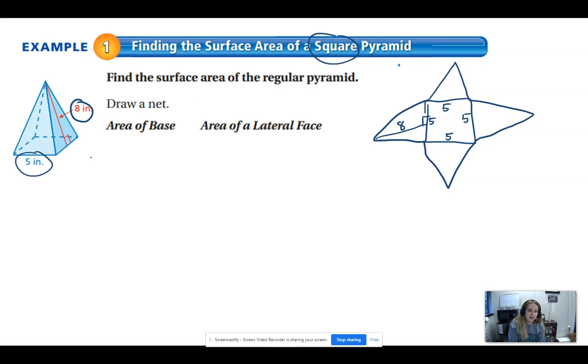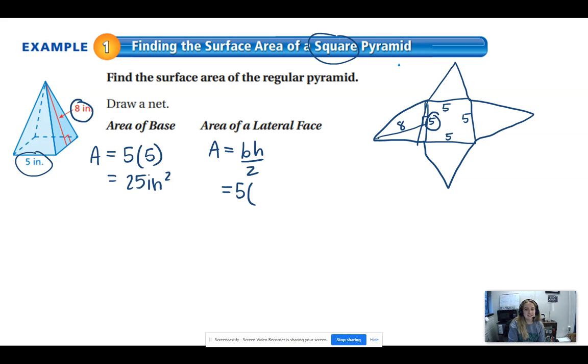So first, let's find the area of the base. Well, it's a square. So that just means we're going to do side times side, which is 5 times 5, and that's going to give me 25 inches squared for the area of the base. Now we need to find the area of the lateral faces. I'm just going to focus on one right now. Remember, the area of a triangle is base times height divided by 2. The base of these triangles is 5 because that's at the bottom. So it's going to be 5 times the height. The slant height is given to you. It's 8. And you divide that by 2. I'm going to plug that into my calculator and I'm going to get 40 divided by 2, which is 20 inches squared.